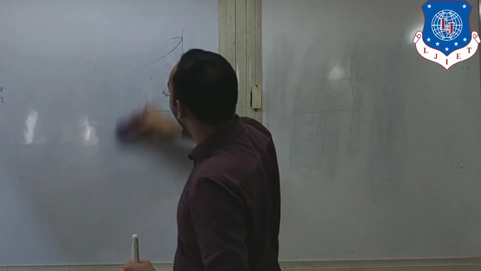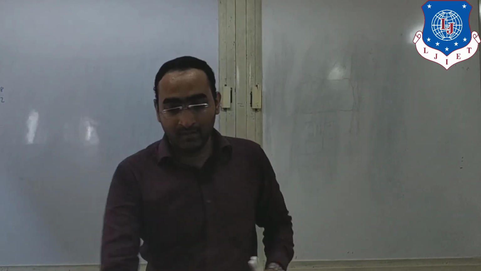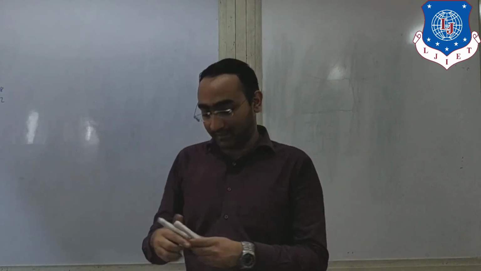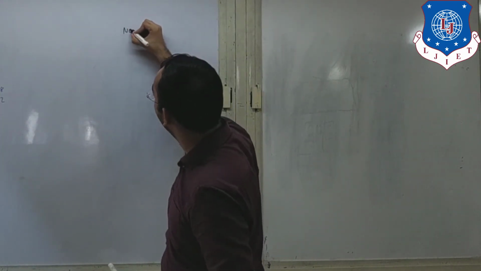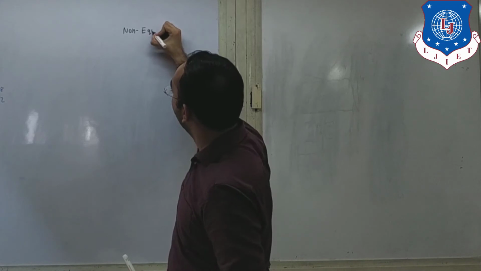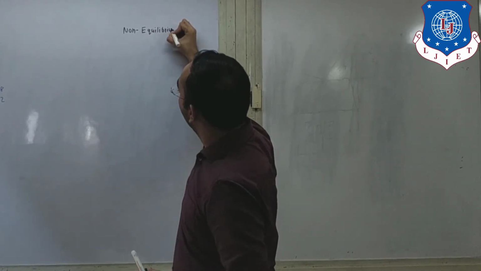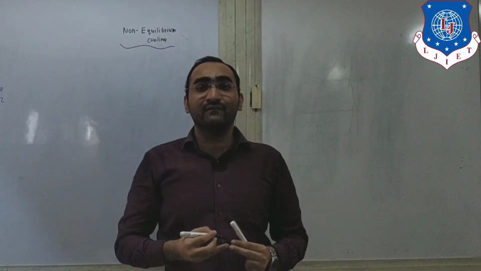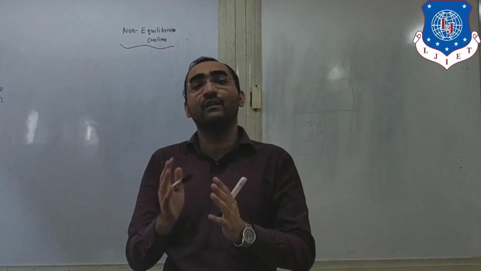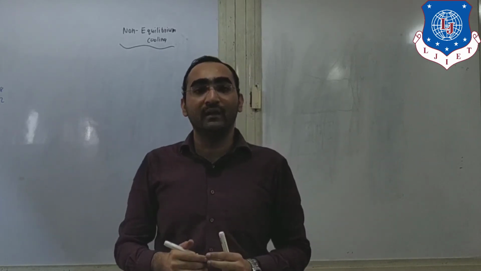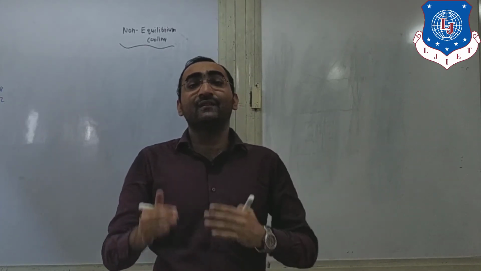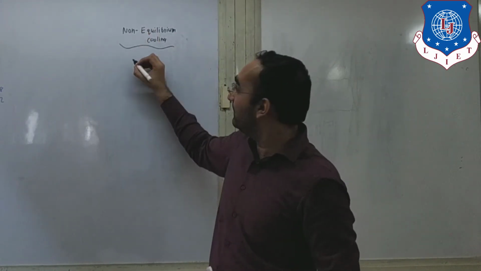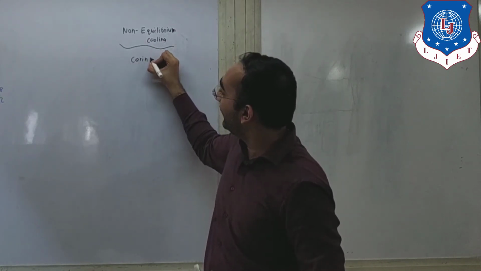The last topic for today's lecture is non-equilibrium cooling. As we have seen what occurs for equilibrium cooling, but what if there is non-equilibrium cooling? If we are going for different cooling rates and not maintaining the cooling rate, then what will happen? The phenomenon which occurs due to non-equilibrium cooling is known as the coring phenomenon.